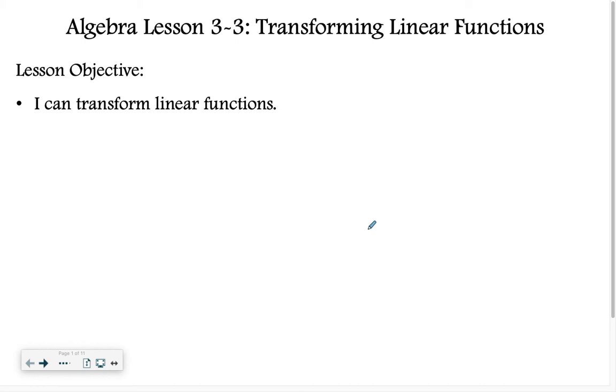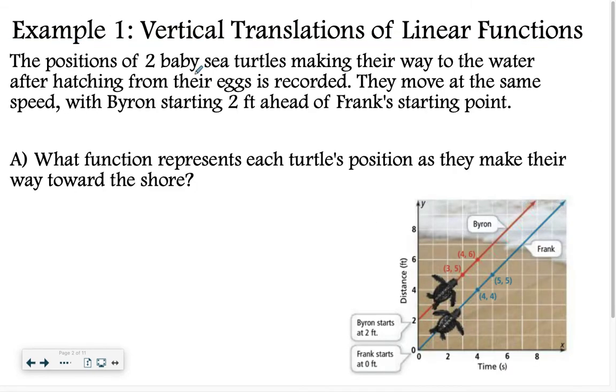Hello class, welcome to Algebra Lesson 3.3, which is all about transforming linear functions. By the end of this lesson, you should be able to transform linear functions. Alright, let's start with example 1, vertical translations of linear functions.